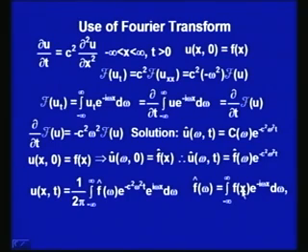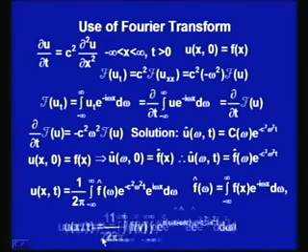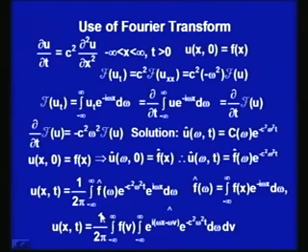Now, because x appears in both places, and I also want the solution in x, I will use v here. Then if I substitute this in the equation, I get u x t as 1 upon 2 pi integral from minus infinity to plus infinity of f v times the integral from minus infinity to plus infinity of e to the power i omega x minus omega v, e to the power minus c square omega square t, d omega d v. What I have done is substitute this and then change the order of integration.